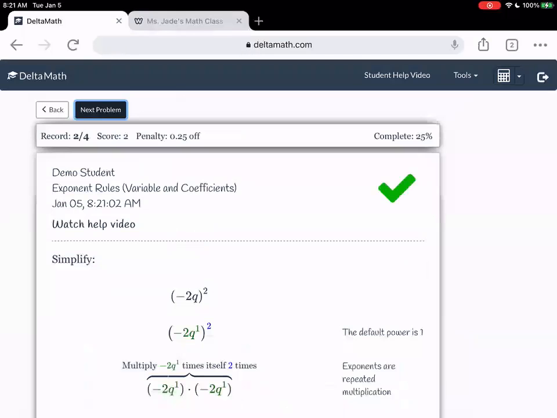All right, so we did 2 examples of the last one, 2 examples of this one. Let's go ahead and do the next section.